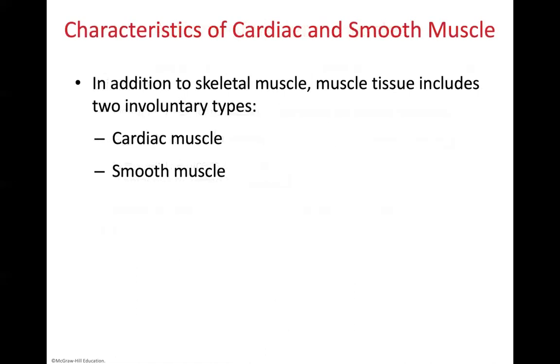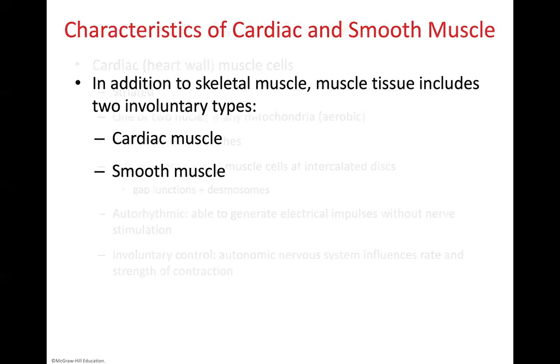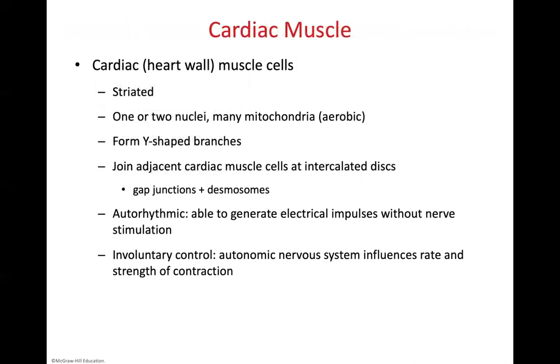So the last thing that I'm going to discuss are the characteristics of these other 2 types of muscle. We talked about skeletal muscle. We're also going to talk about cardiac muscle and smooth muscle. And in contrast to skeletal muscle, which is voluntary, it's under your conscious control, these 2 types, cardiac muscle and smooth muscle, are involuntary. So the first type is cardiac muscle.